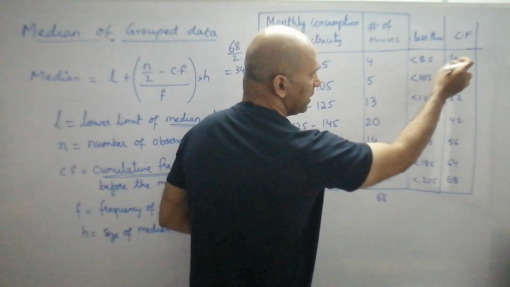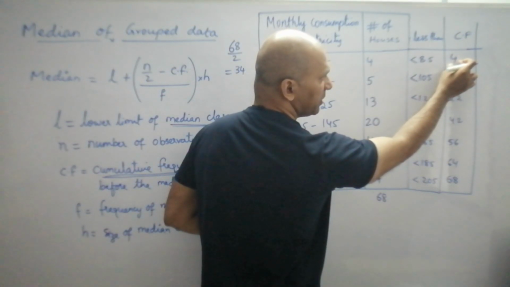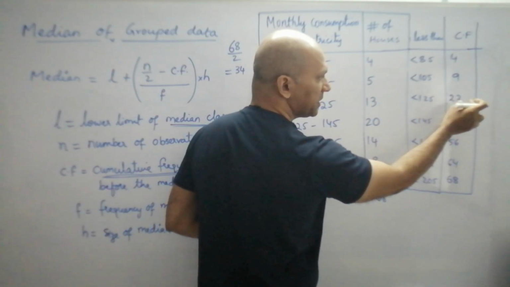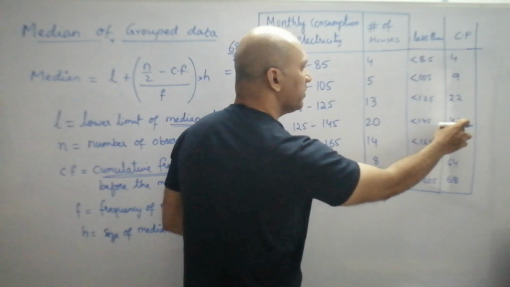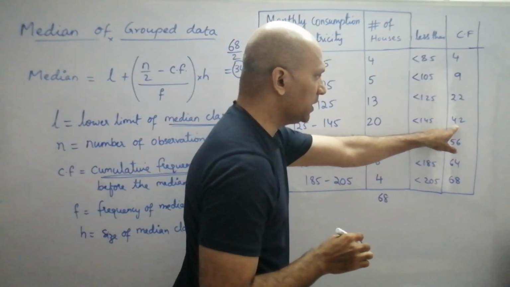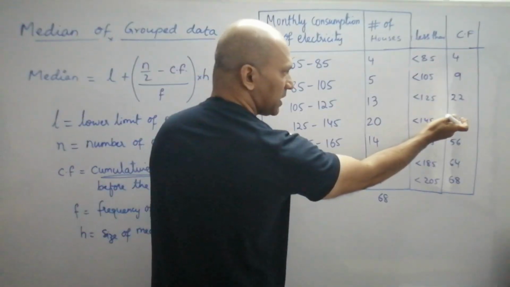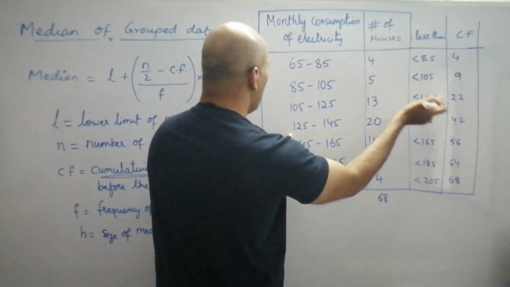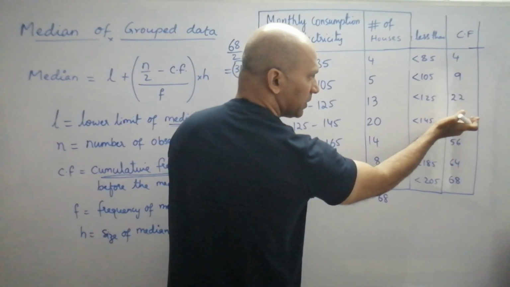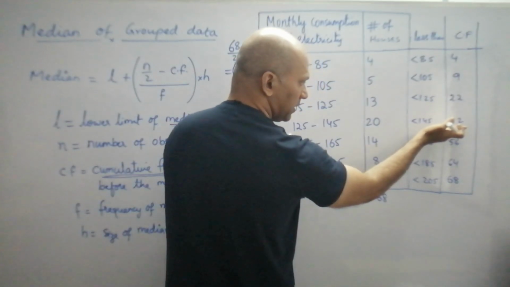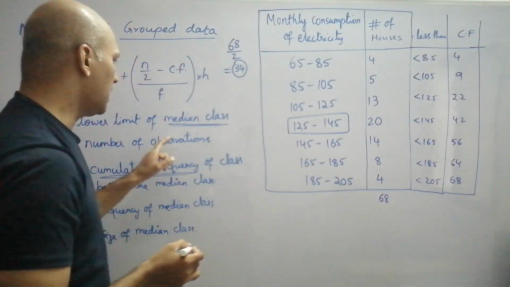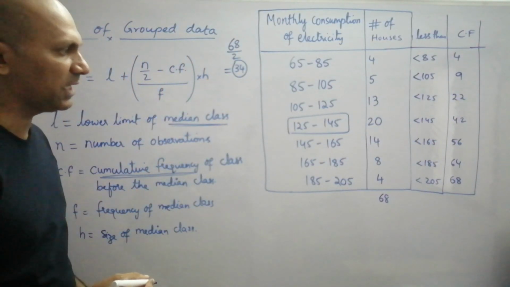In our case, here 4 observations are there. Up to here 9 observations are there. Up to here 22 observations are there. Up to here 42 observations are there. So where will the 34th observation be? It will be in this group, right? Because up to here 42 observations are there. We need the 34th observation, so the 34th number will be here, isn't it? So this is our median class. I hope you all understood how to find the median class.